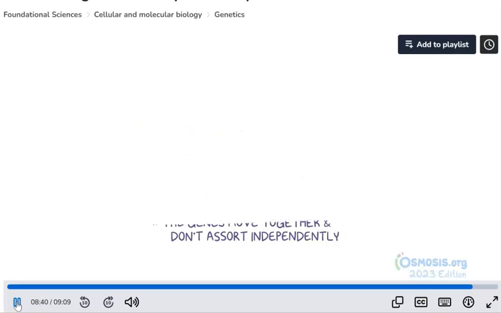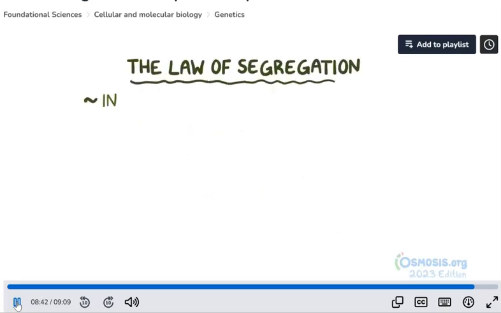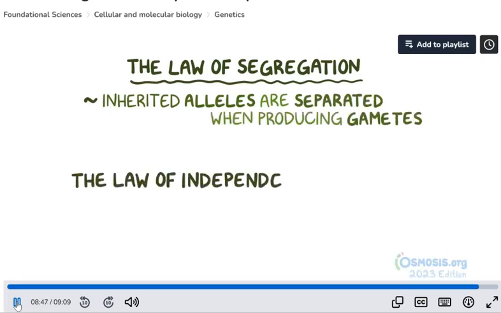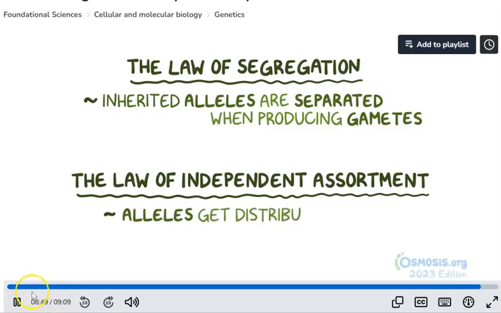Alright, as a quick recap. The law of segregation states that inherited alleles are separated when producing gametes. And the law of independent assortment states that the alleles get distributed to offspring randomly, and without regard to what other allele the offspring might have received.